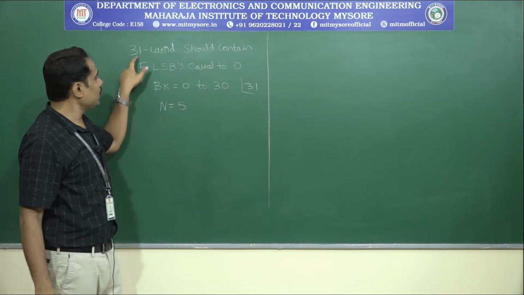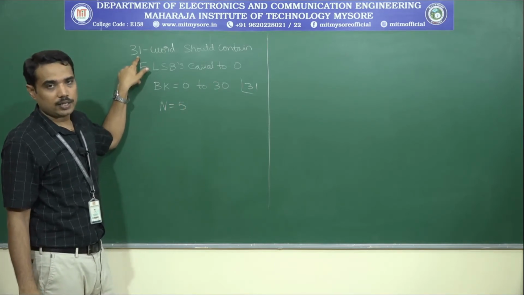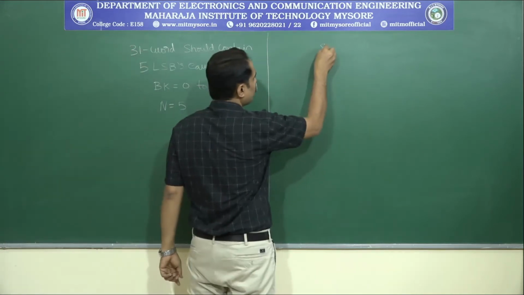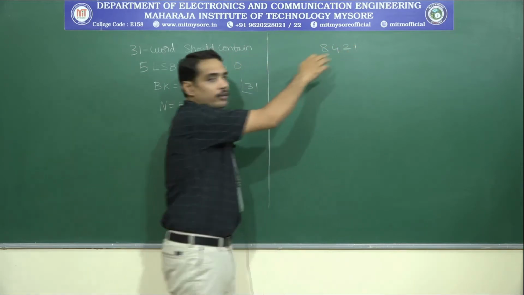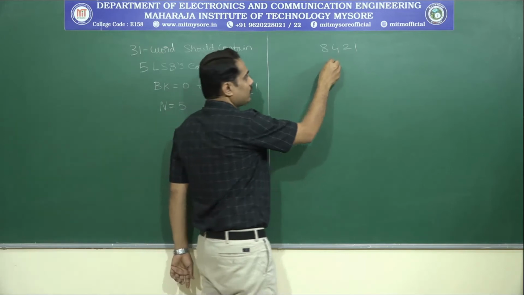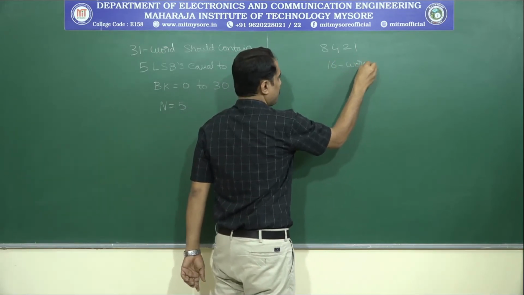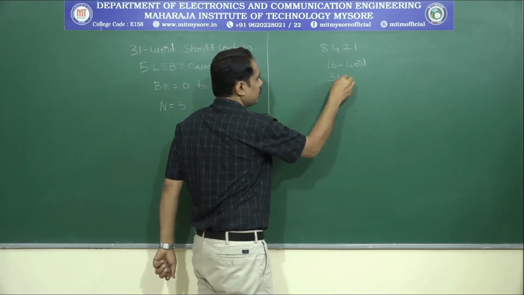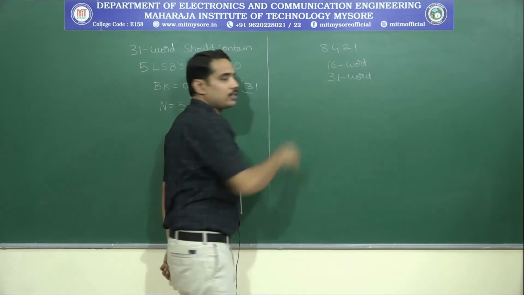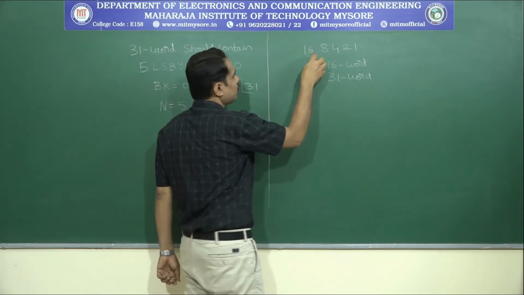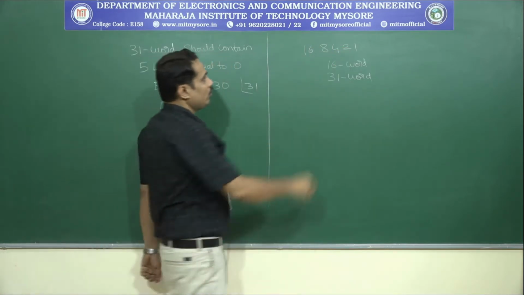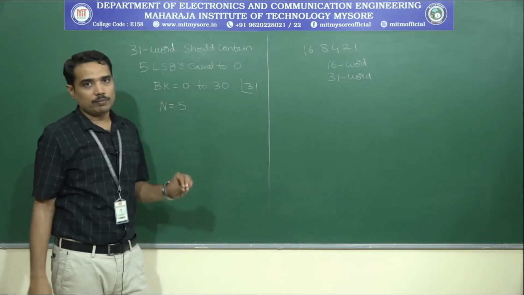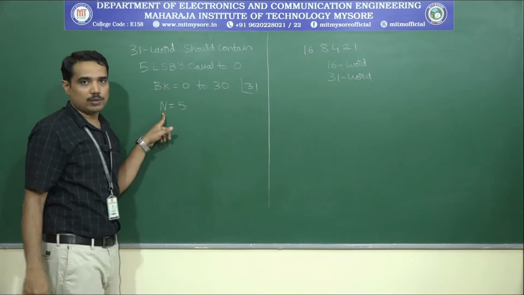How? Because we know that in order to represent a 32-bit data or 31-bit data, here we need 5 bits. With respect to the 8421 code, we can write the maximum as 16 words. But here we require 31 words. If that is the case, for 31, we need to choose the 168421 code. How many bit positions are there? 1, 2, 3, 4, 5. We need 5 bits. For that purpose, we are fixing n is equal to 5.